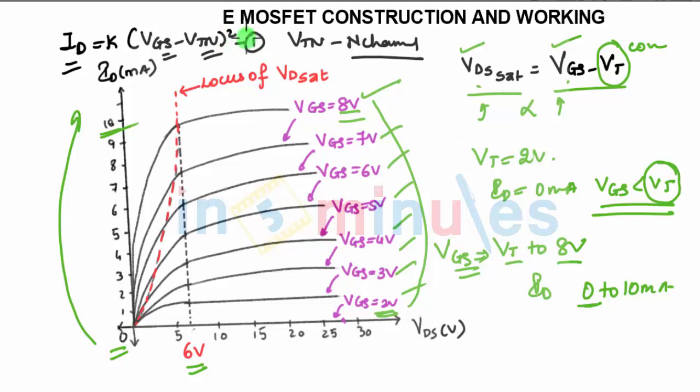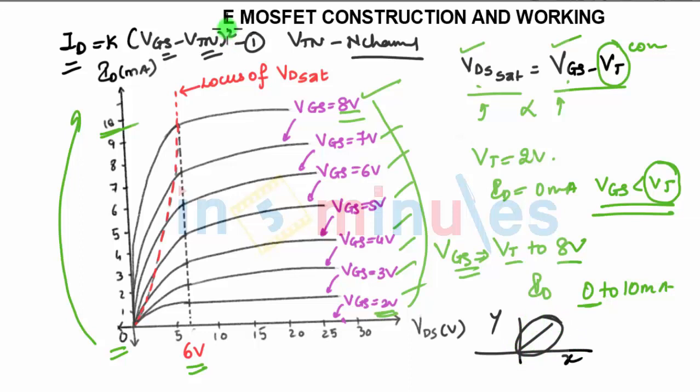The above equation, equation 1, contains a square term, which gives a non-linear relationship. A linear relationship is when y is increasing directly with respect to x. But because of this square term, the relationship is non-linear.